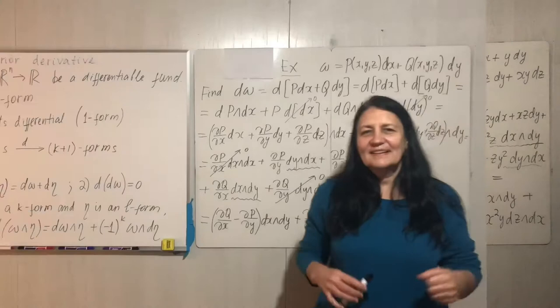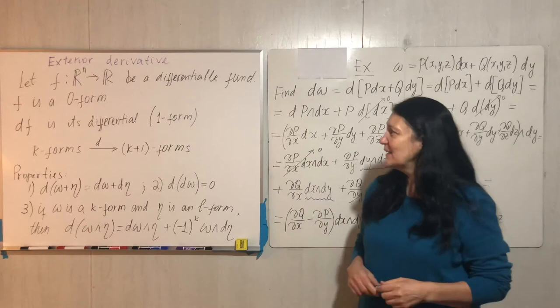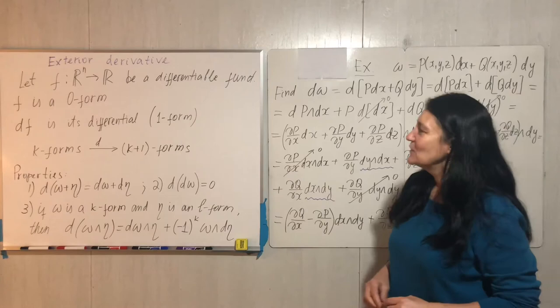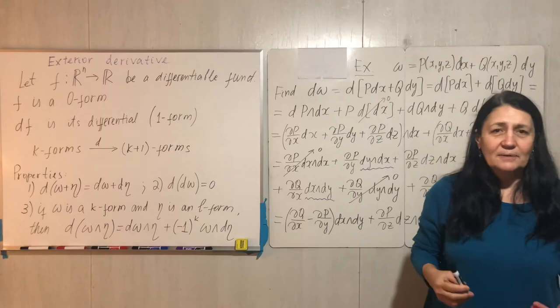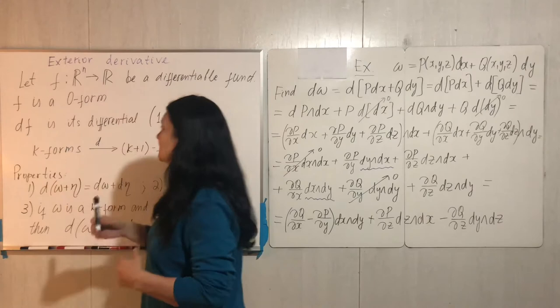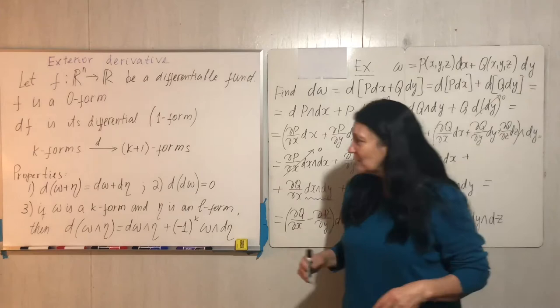Let's introduce the notion of exterior derivative. So, also very informally, suppose we have a differentiable function f, right? And we agreed to call functions zero forms. And if we compute df, say the differential of f, let's think of this as some kind of operator d. It gives us the differential, and the differential of a function is a one form.